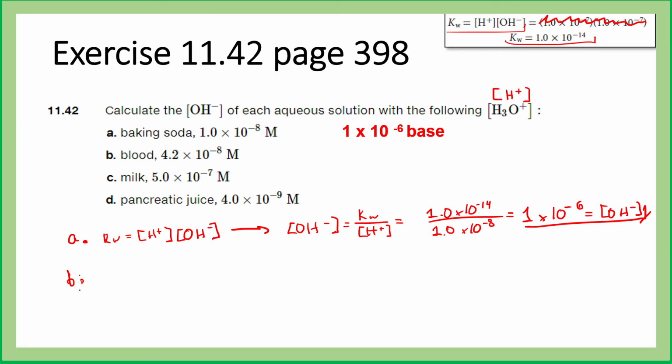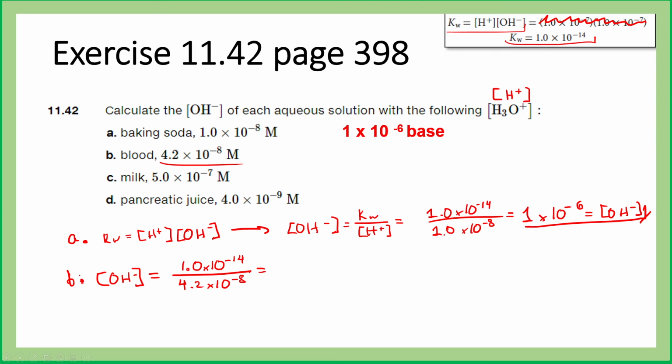Why is it a basic solution? Because this number is less than 1 times 10 to the minus 7. But again, they are not asking about that. Don't worry. Now let's do the letter B. It's exactly the same. We have the value of the hydrogen ion concentration and the hydroxide ion concentration. So we can use the same formula that says that this number will be equal to Kw, 1.0 times 10 to the minus 14, divided by the hydrogen ion concentration for the second one, 4.2 times 10 to the minus 8.